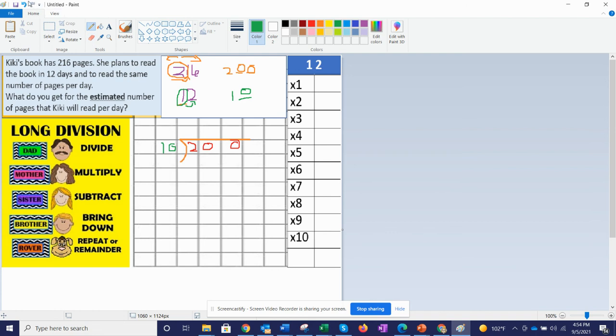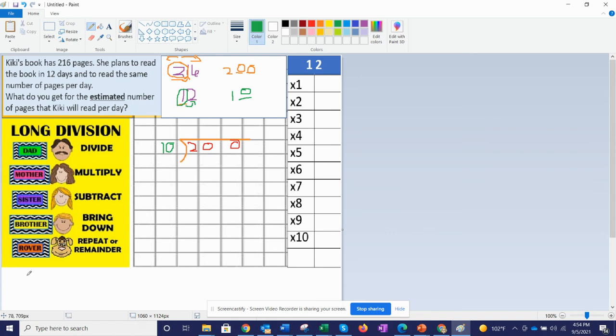Oh, that is bad, bad 0. Let me try that again. Okay, there we go. Hard to draw with a mouse, huh? So basically your question is, how many times does 10 go into 200? The estimated version of this, that's all you're trying to answer.